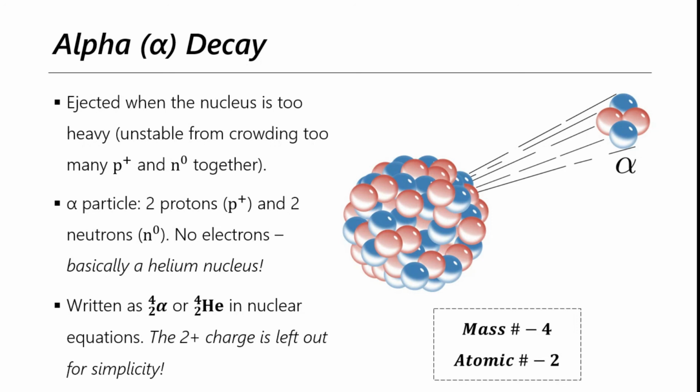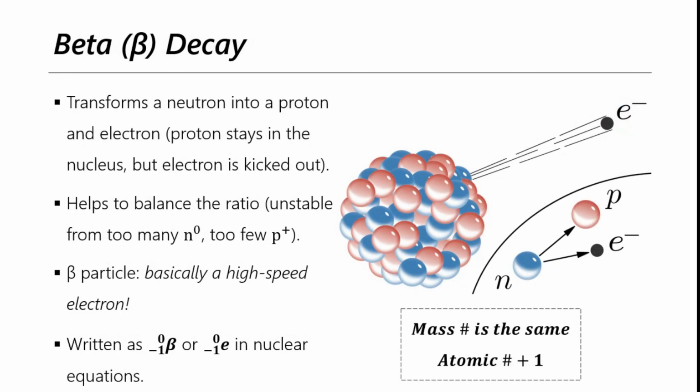It is the element helium, just without the electrons. So we can write it as mass number 4, atomic number 2, helium, whenever we write it out in a nuclear equation. Typically, we leave out that positive 2 charge just because it clutters things. It makes things a little bit more confusing, and we're not really trying to keep track of that too much here. In general, when something goes through alpha decay and kicks out that alpha particle, our mass number should go down by 4 and our atomic number should go down by 2.